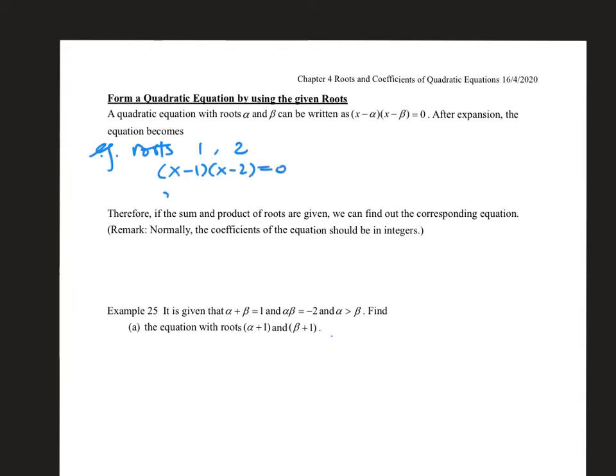So if you expand it, you have x squared minus 3x plus 2 equals 0, and this is your answer. If you use a calculator to find the roots of it, you will find that the roots are 1 or 2.